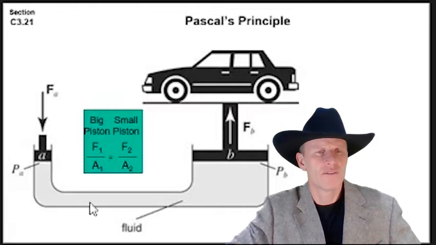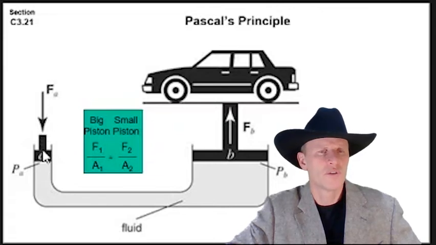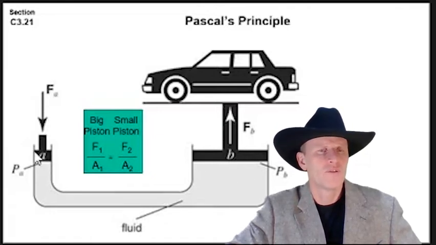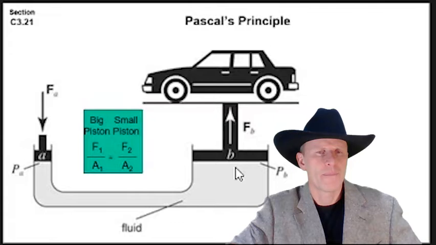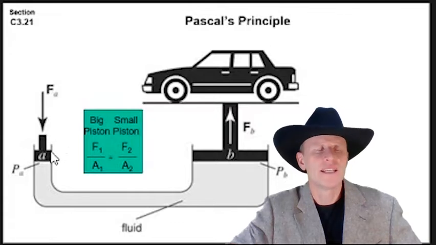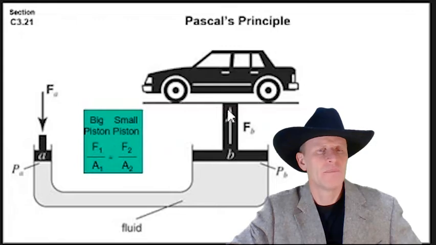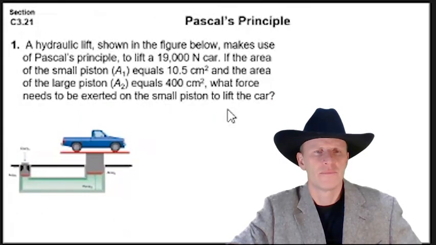So if this is a hydraulic lift, this is a hydraulic fluid, and this is some kind of piston over here, some round circle that this force is pushing down on, and then there's a bigger piston over here that another force is pushing up. Then this force over A is going to be equal to this force over A. So we'll see that a small force can lift up a big weight.